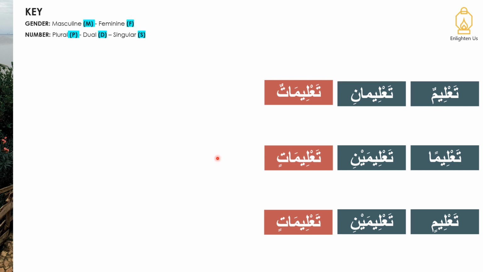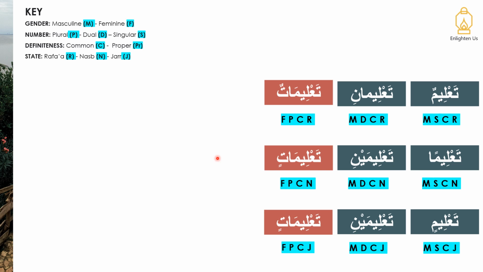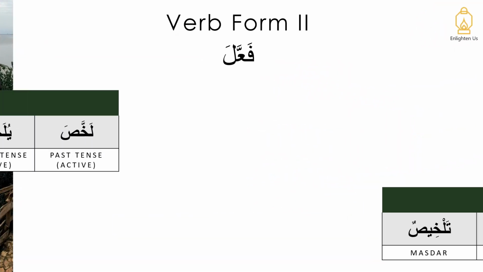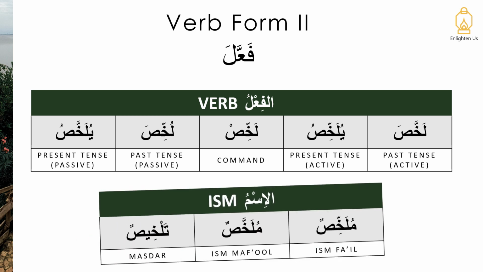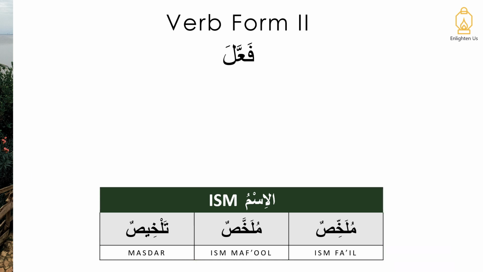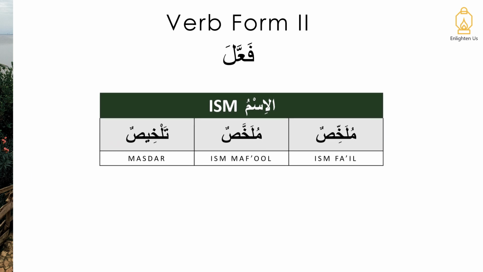And here's our key again with those characteristics to be able to understand what we're looking at in terms of the ism. So let's remind ourselves of our second example: lakhasa, yulakhisu, lakhis, lukhisa, yulakhasu. And then the asma: mulakhisun, mulakhasun, talkhisun. And again, the focus in this lesson is to expand on the isms.